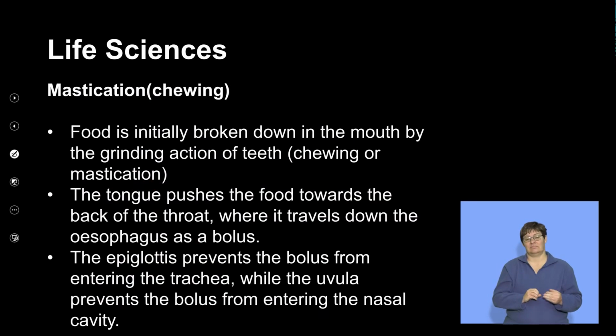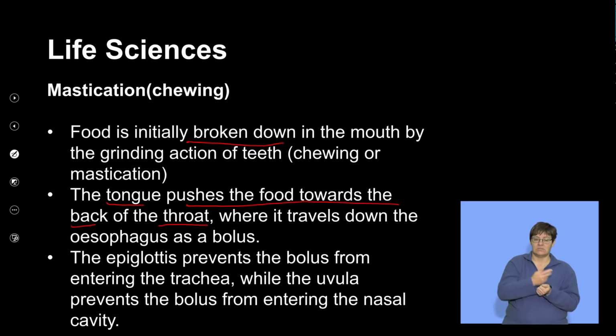And mastication again points to the ability to chew food, and that's essentially what we're going to look at in a bit. So as I mentioned, mastication is initially the process where food is broken down by chewing into smaller parts by the grinding action of the teeth. Okay? The tongue also pushes the food towards the back of the throat, where it travels down the esophagus as a ball called the bolus.